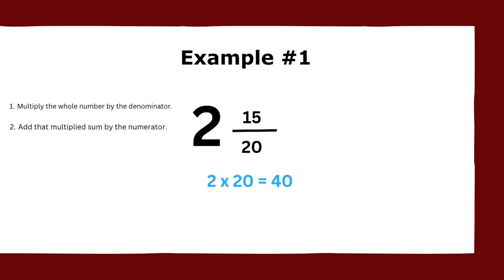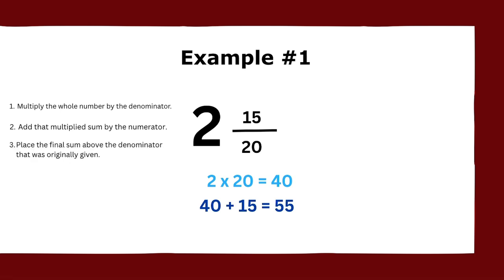Now, going on to my second step, I'm going to have to add that 40 to my numerator, which is 15. So I'm going to do 40 plus 15, and I get 55. So now that I have 55, I'm going to want to place that sum above the denominator that I was originally given. So I'm going to do 55 over 20. That is my improper fraction for 2 and 15 over 20.